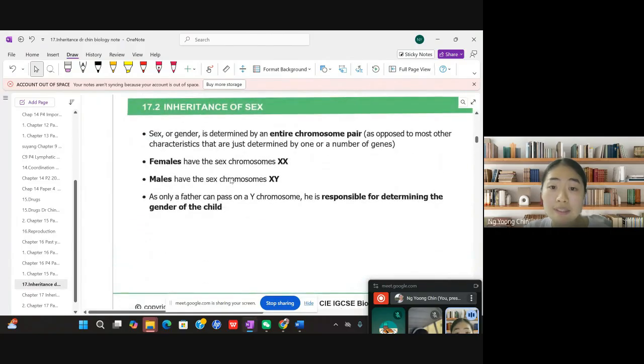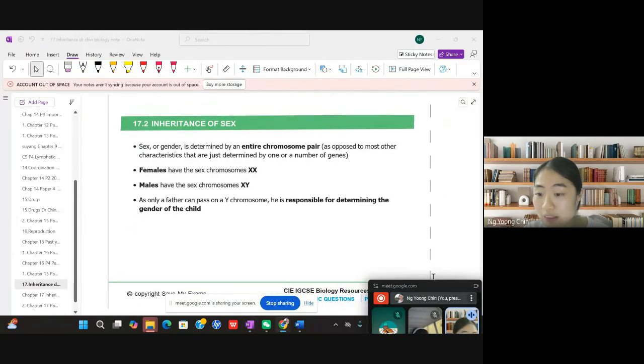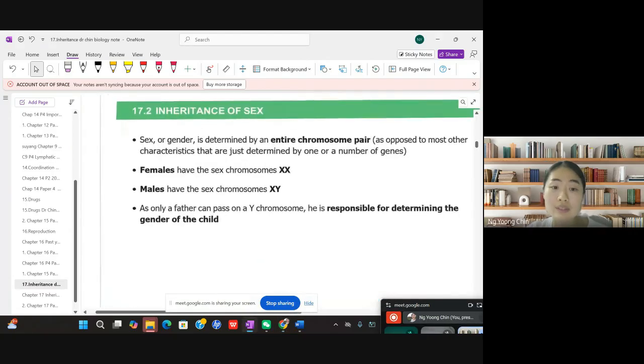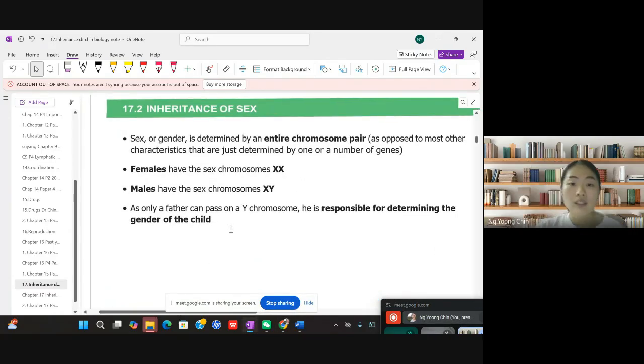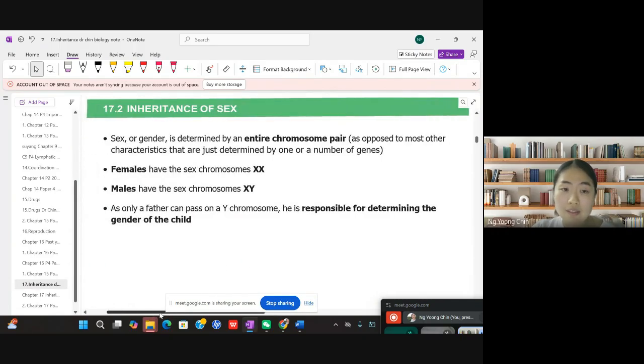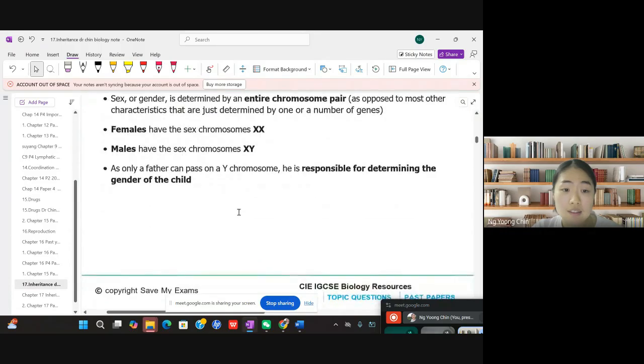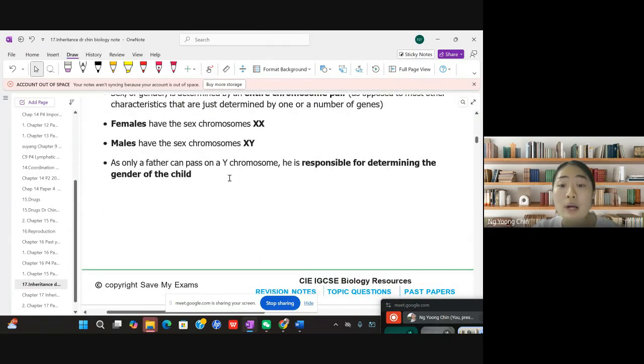And now we talk about inheritance of sex. I think we can do some questions. It's better for us to do some questions so you can understand more. Sex or gender is determined by one chromosome pair. This refers to the sex gametes, the X gametes or the Y gametes. Female is XX, male has XY. Only the father can pass on the Y chromosome, so he is responsible for determining the gender of the child.